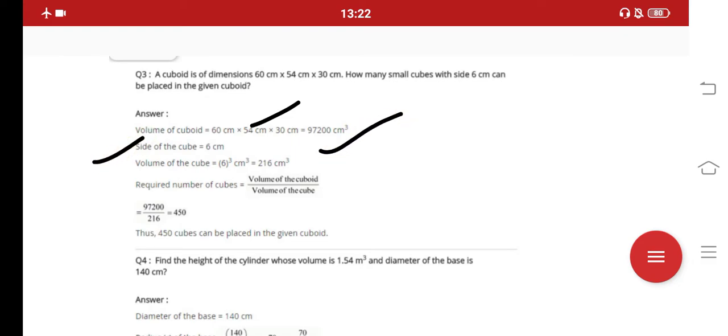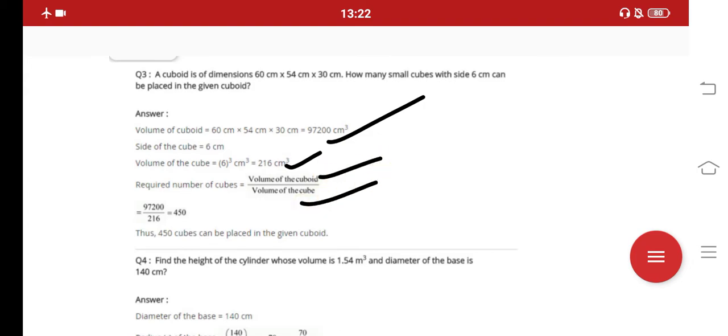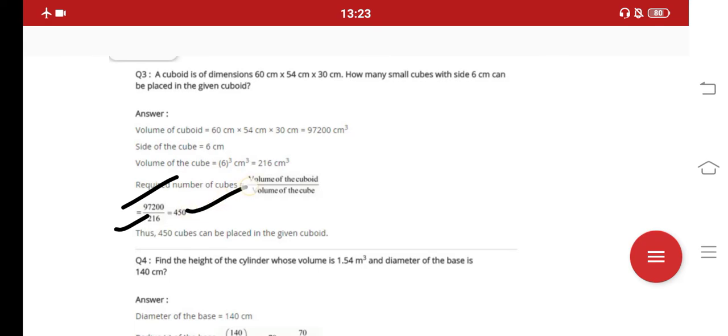Now the side of the cube which has to be inserted in that cuboid is 6 centimeters. So what is the volume of that cube? Volume of that cube is 216 centimeter cube, because we know the volume of a cube is side to the power 3. Now here we have the volume of the cuboid and the volume of the cube. Once we divide the volume of the cuboid by the volume of the cube, we get the number of total cubes which have to be inserted inside the cuboid. After dividing we are getting 450. So how many total cubes do we need to place inside the cuboid? We need a total of 450 cubes to fill this cuboid. Okay, this is our question number 3.